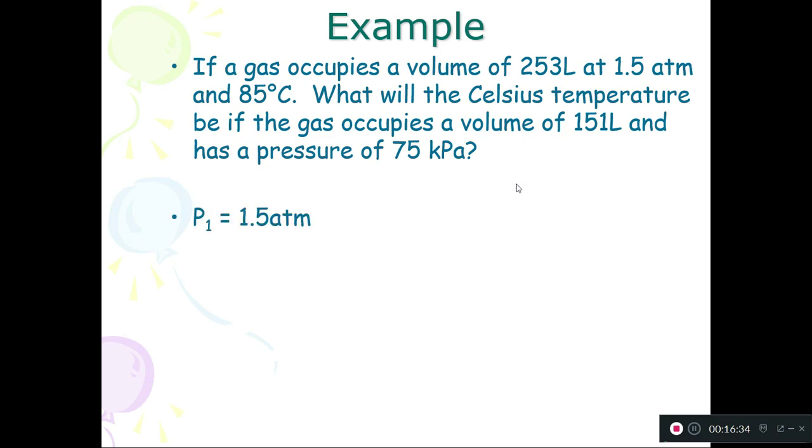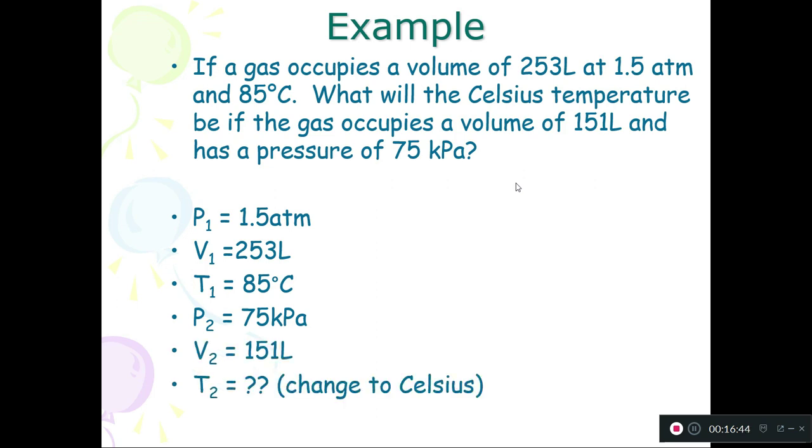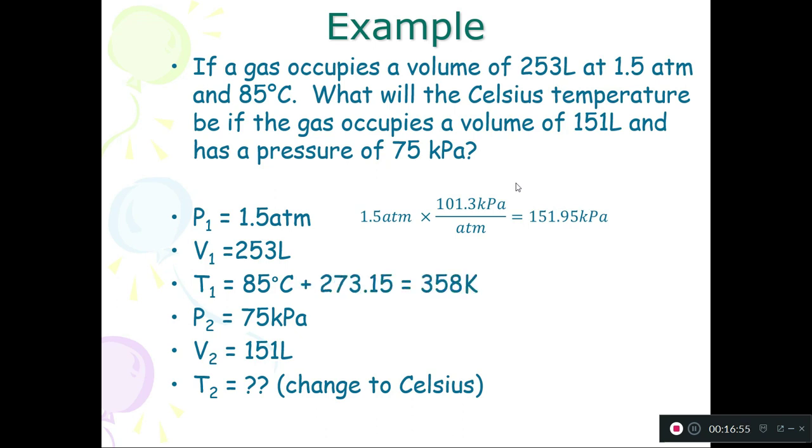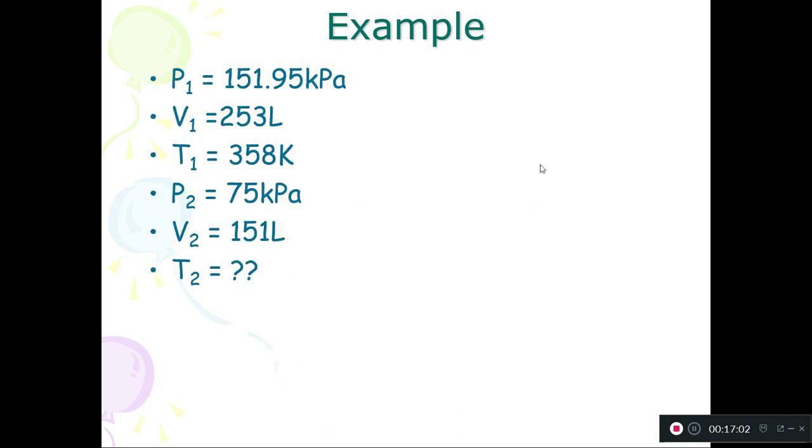So our pressure 1 is 1.5 atmospheres, volume 1 is 253, temperature 1 is 85 degrees Celsius, then pressure 2 and volume 2, and I need to solve for that. I need to make a note to myself that I need to change it back to Celsius. So I change my atmospheres this time to kPa. I don't know why, but I choose to do that. And then change my temperature over to Kelvin, so I can put these numbers into the combined gas law. So there are my variables as I know them, and again, this kPa has only 2 sig figs, but I have it written out completely so I can use the whole thing.